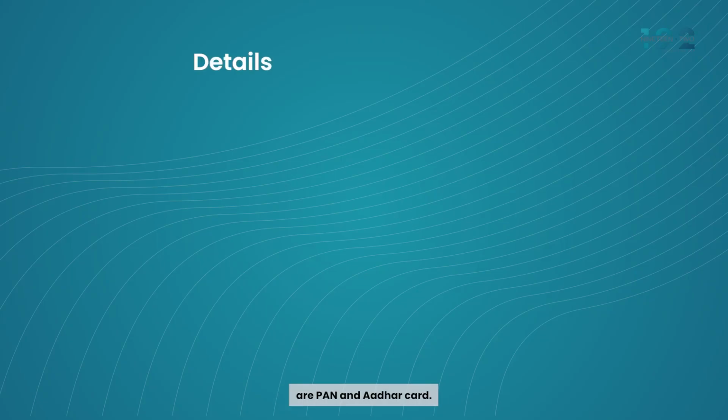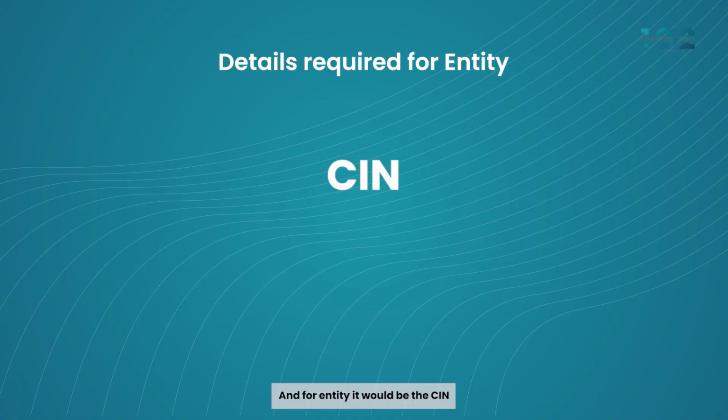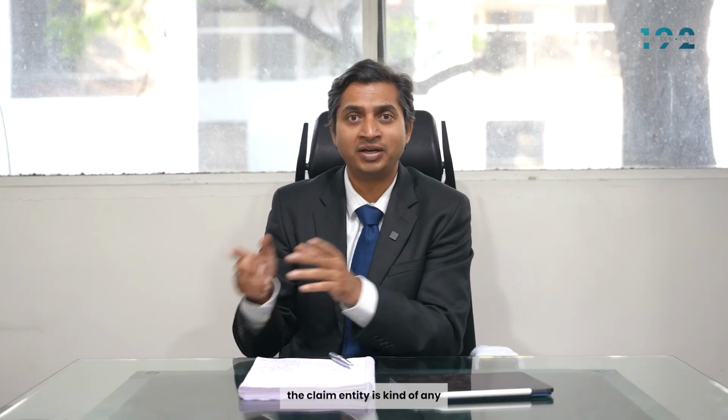The primary details required for individuals are PAN and Aadhaar, and for an entity it would be the CIN and the certificate of incorporation. CIN is the corporate identification number, which is mentioned on the certificate of incorporation of the entity, in case the entity is filing the claim. Entity is kind of any body corporate, I would say.